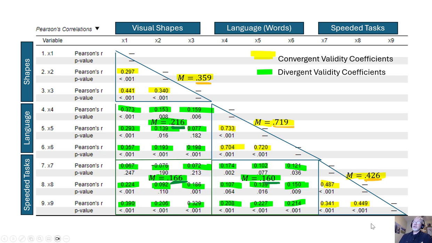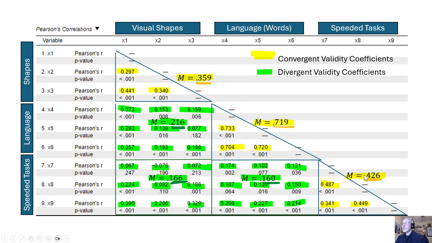Now, probably the best way to do this is to look at the averages. So the average correlation in this triangle is 0.359. The average correlation in this triangle is 0.72. The average correlation in this triangle, 0.426. So we have average correlations in the triangles that run along the diagonal, telling us about convergent validity, that are between medium correlations to strong correlations. In this case, with the vocabulary, very strong.